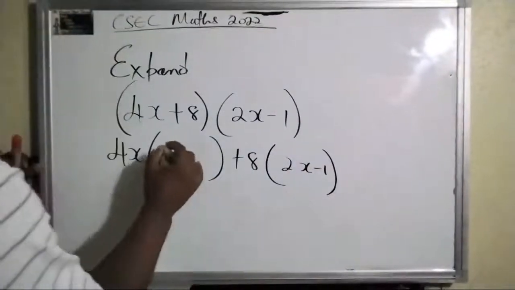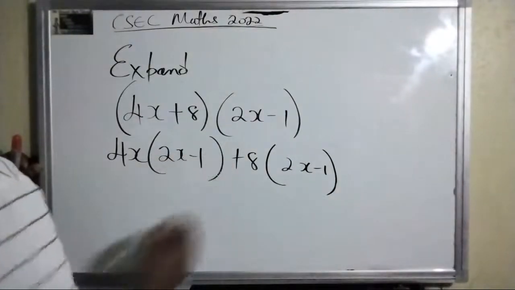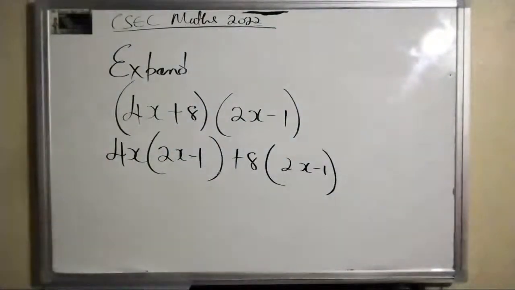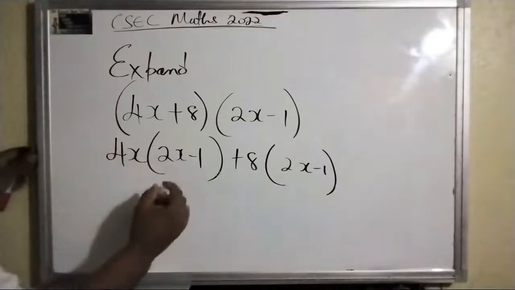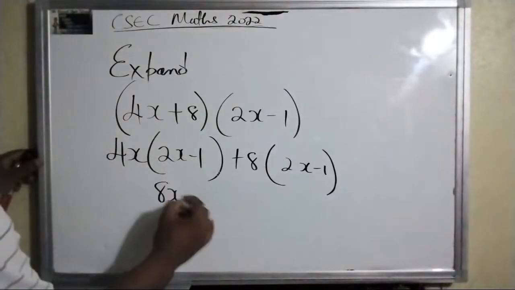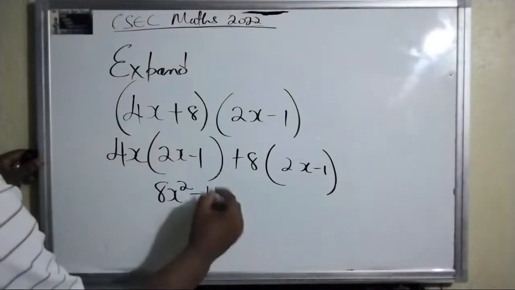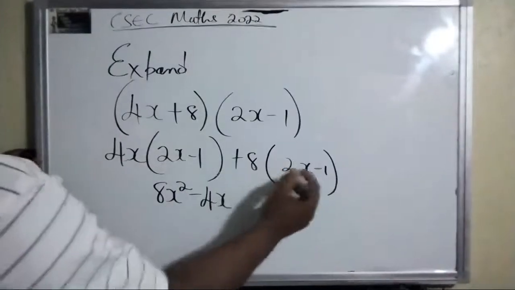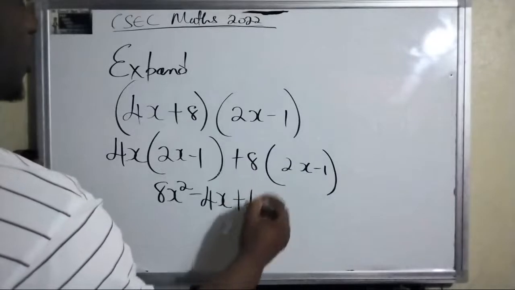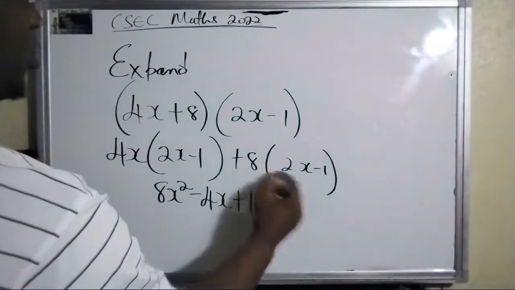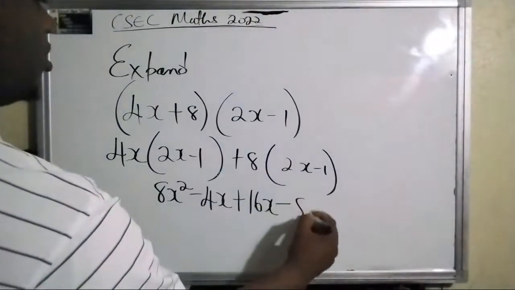All right, so 2x minus 1 will be in the bracket. And then we expand the bracket now. So it's 4x times 2x, that's 8x squared. 4x times negative 1 is negative 4x. 8 times 2x is 16x. And 8 times negative 1 is negative 8.